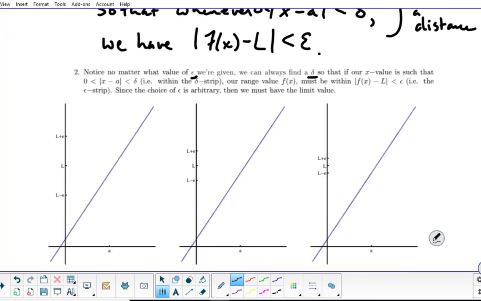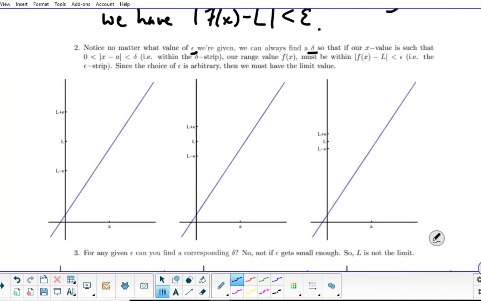So let's look at a picture here that might help explain this. You think that for this function right here, we believe that the limit as x approaches a of this function is L. How are we going to justify that?